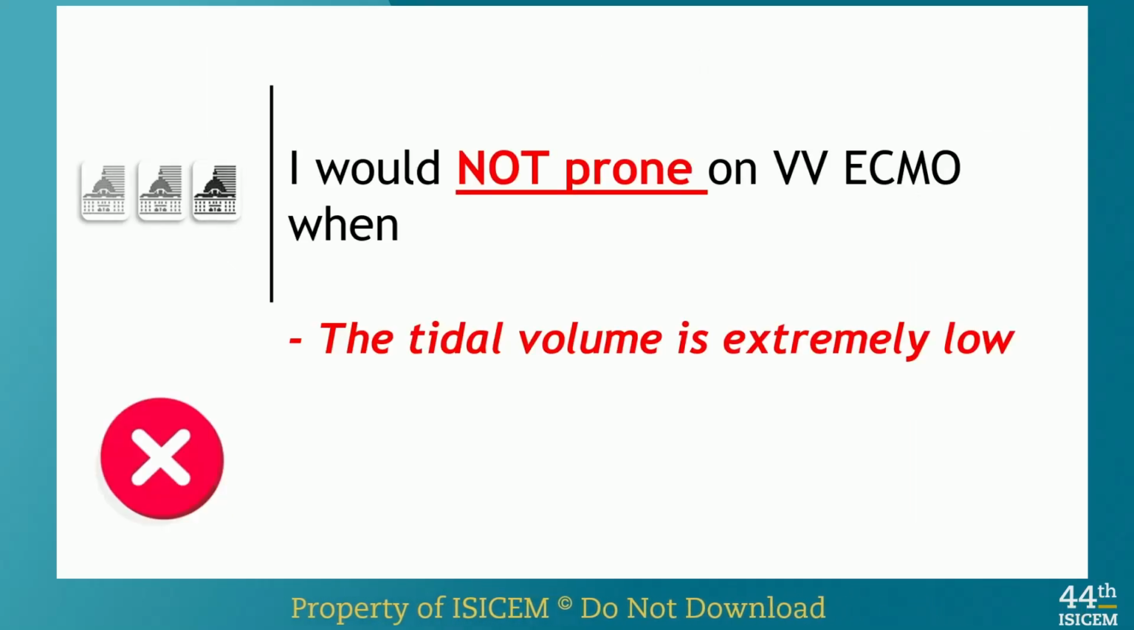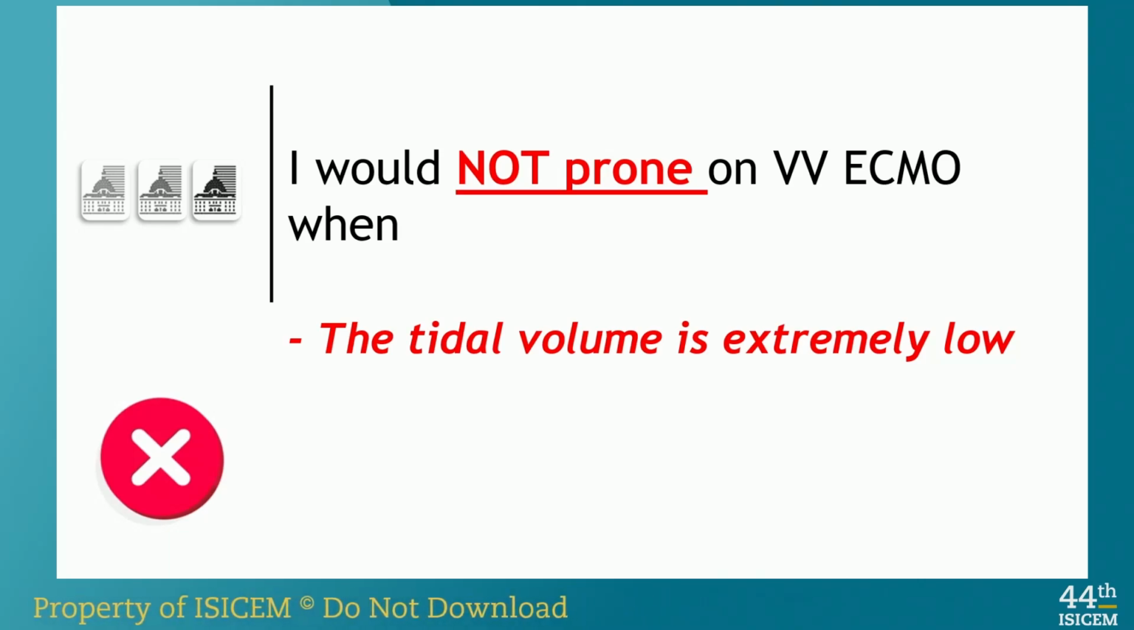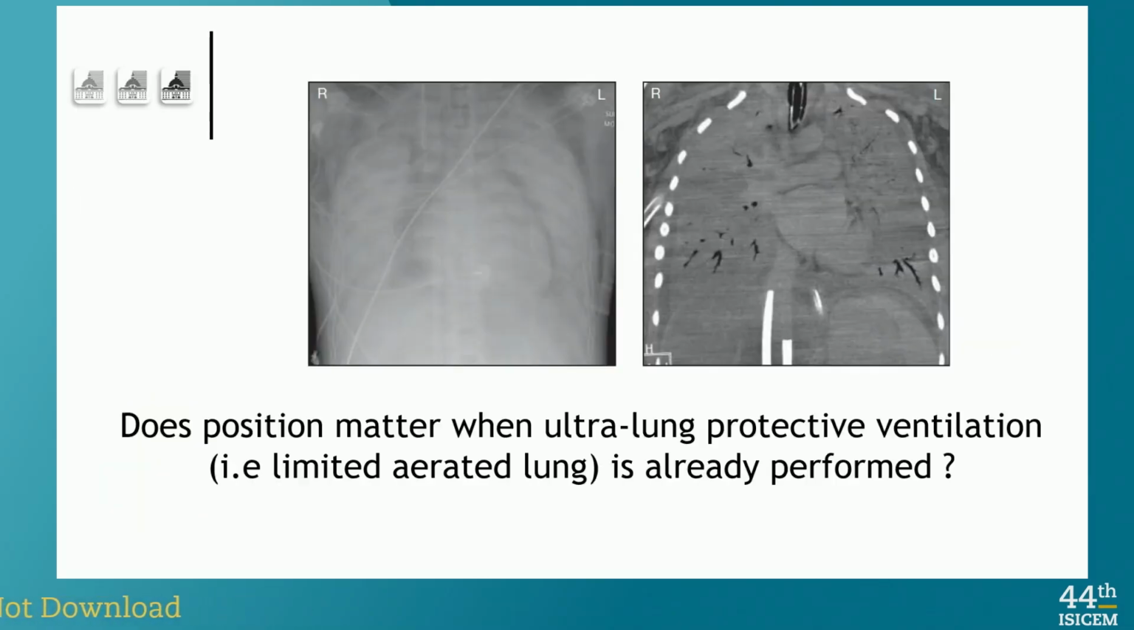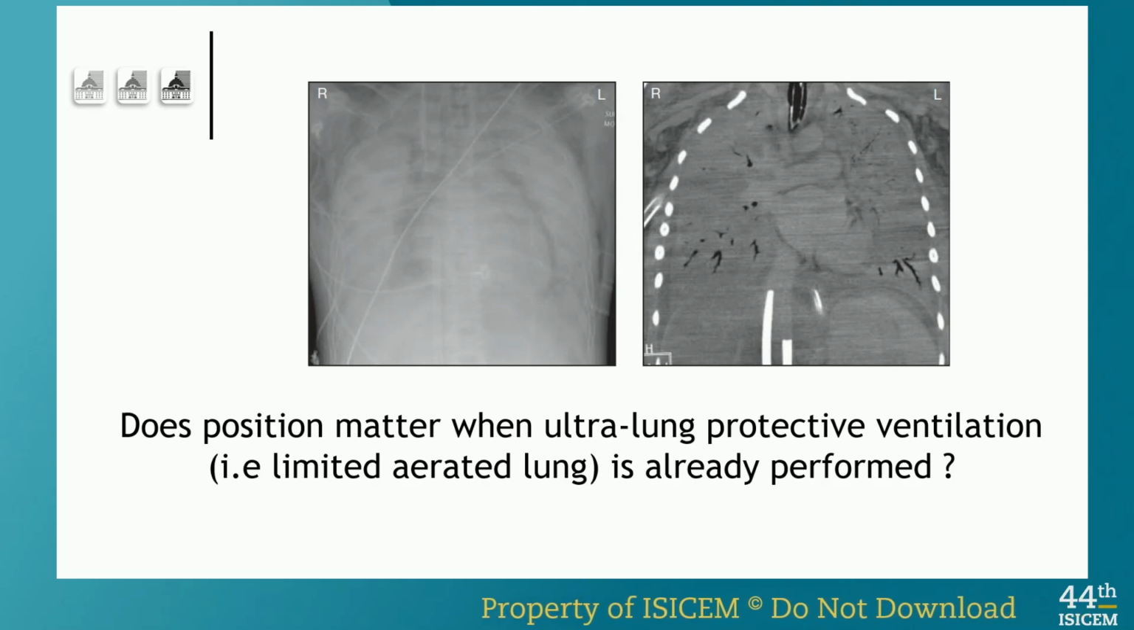I would probably stop proning patients on VV ECMO when the tidal volume is extremely low, and you know that some patients have complete collapse of the lung. So in that extreme patient, but quite frequently seen on ECMO, does position matter when ultra-lung protective ventilation, which means you have a very limited aerated lung, is already performed? Does it make sense to prone this kind of patient?